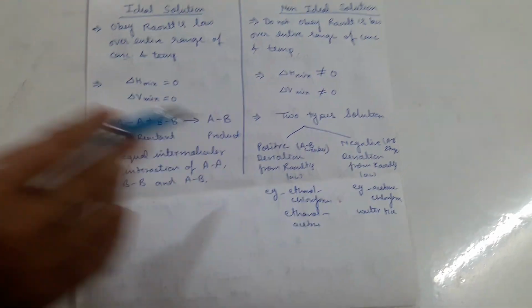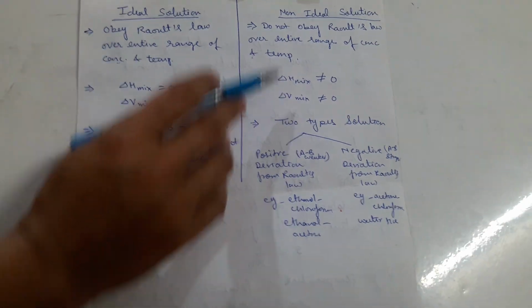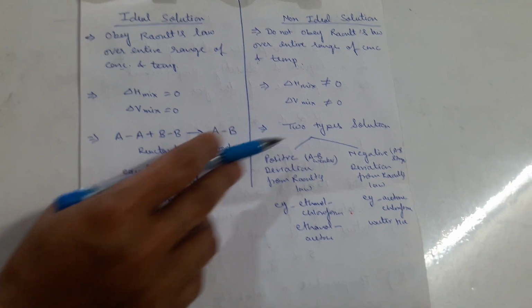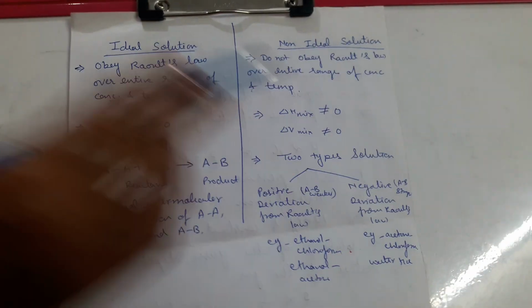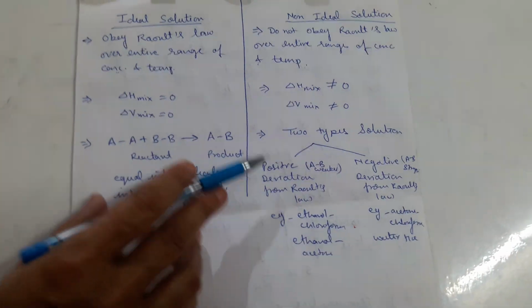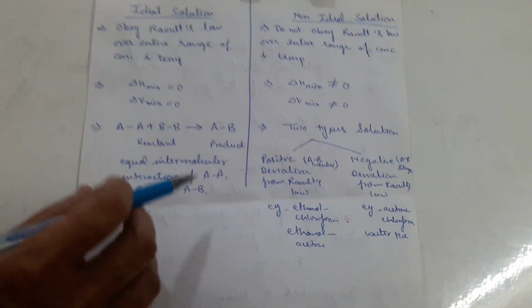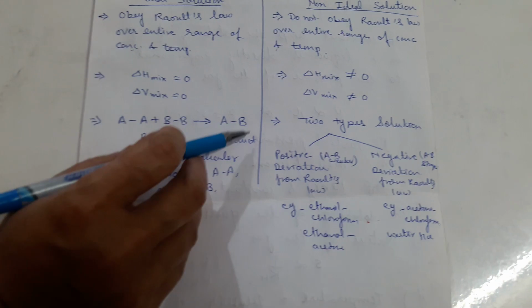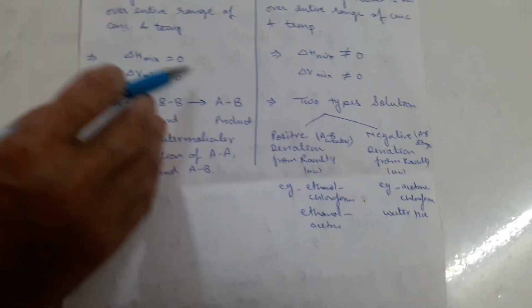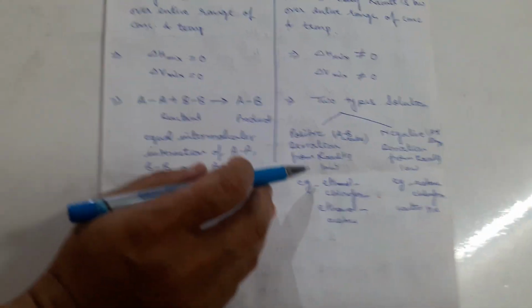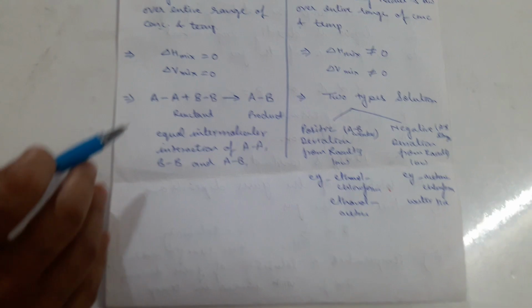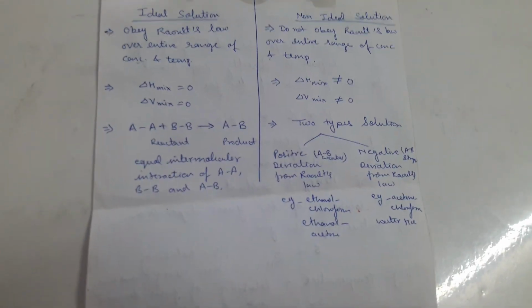That means non-ideal solutions are of two types. One shows positive deviation from Raoult's law and the other shows negative deviation from Raoult's law. In the case of the positive deviation, the interaction of A-B, which is the product, is weaker in comparison to the interaction between the reactant molecules. The examples of positive deviation are ethanol-chloroform solution and ethanol-acetone solution.